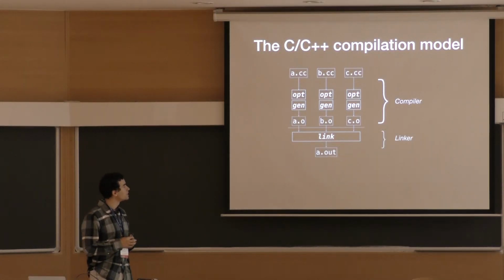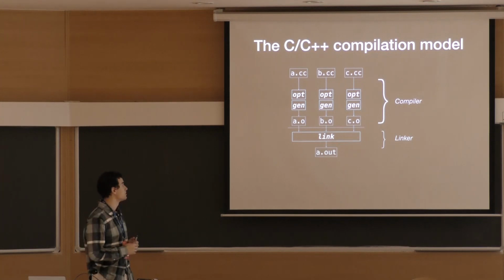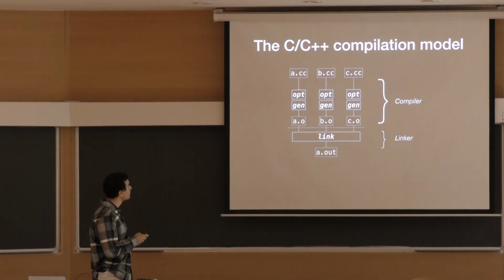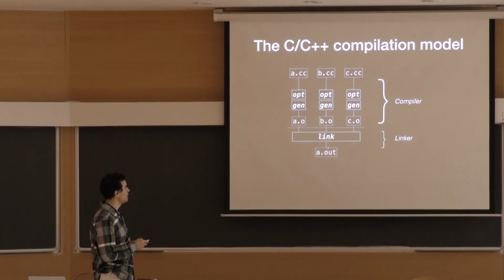This is what we call the separate compilation model for C and C++. You start from the top here with your source code, and then you run your source code through the optimizer, code generation, and you produce an object file. And you can do this for each of the CPP files that make up your project. Finally, you run all the object files through the linker to produce the final executable.